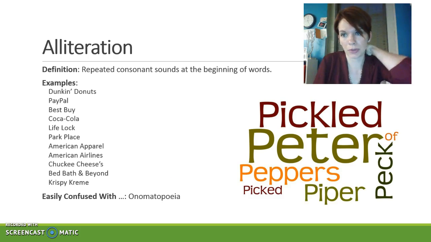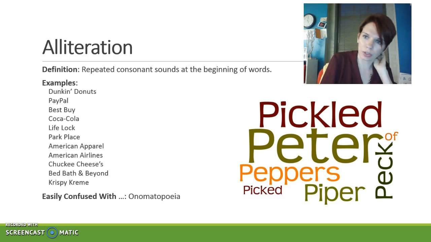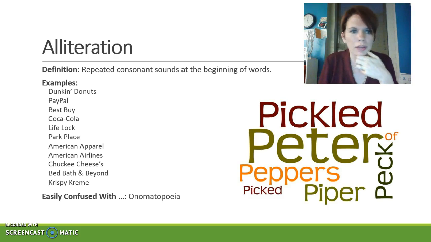That's a great thing about alliteration in your own writing: if you want the reader to remember what you're saying, throw some alliteration in there. Especially if you're doing hip-hop, put it in your hook. Alliteration, again, not quite sure why, but a lot of students mess this up with onomatopoeia, so don't do that.